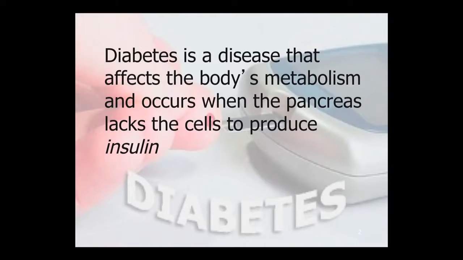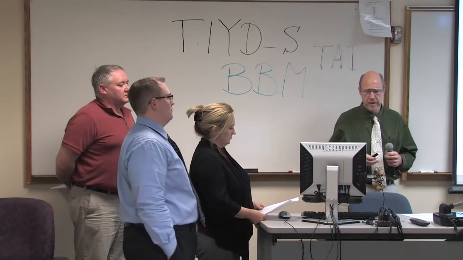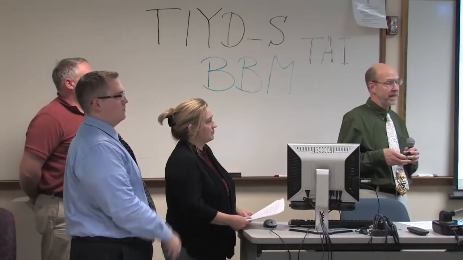Diabetes is a human disease that affects the body's metabolism. It occurs when the pancreas, which is a gland inside your body, fails to produce a hormone called insulin. Insulin is in your bloodstream, and it helps transfer a sugar called glucose to the various cells in your body, muscle cells, liver cells, and fat cells.